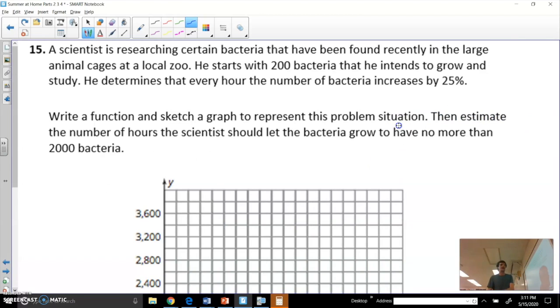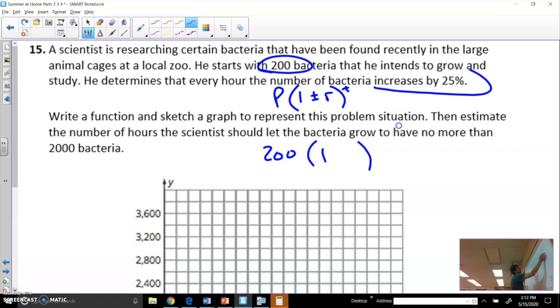So let's try another one like that. Scientists researching bacteria found recently in animal cages at a zoo starts with 200. So there's our p-value or your A1 value if you're thinking about it with sequences. And then we got to really jump in there and see, well, are we increasing or decreasing and by what percent? So let's see, we start with 200. We have 1. Are we doing plus or minus? He determines every hour that it's increasing by 25%. So let's use the plus. And if you divide 25% by 100, that is 0.25 as a decimal.